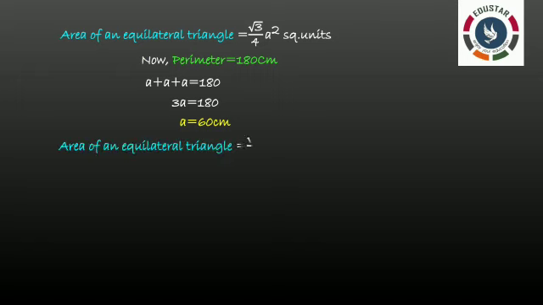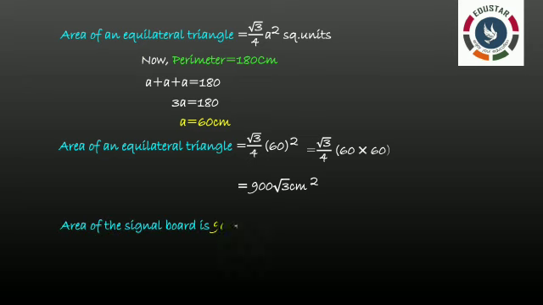Already we have found what? Area of equilateral triangle, right? So, apply the A value in the area. We will get what? Root 3 by 4 into 60 square, which is equal to root 3 by 4 into 60 into 60. On cancelling, we will get our answer is 900 root 3 centimeter square. Therefore, the area of signal board is 900 root 3 centimeter square.